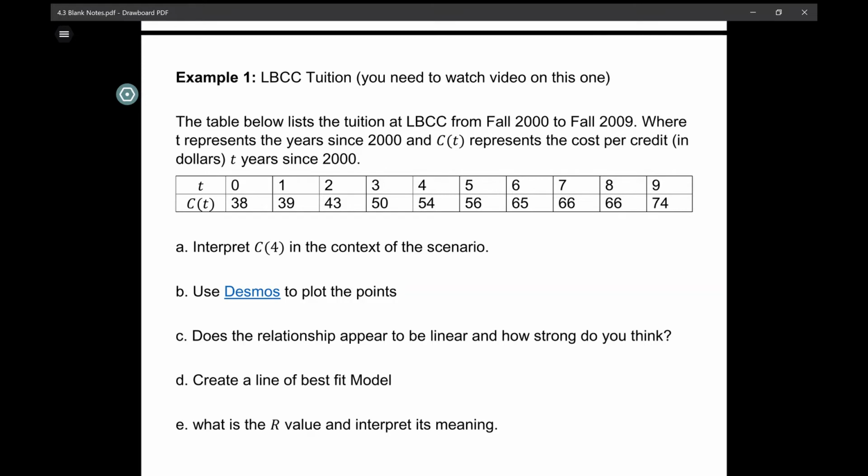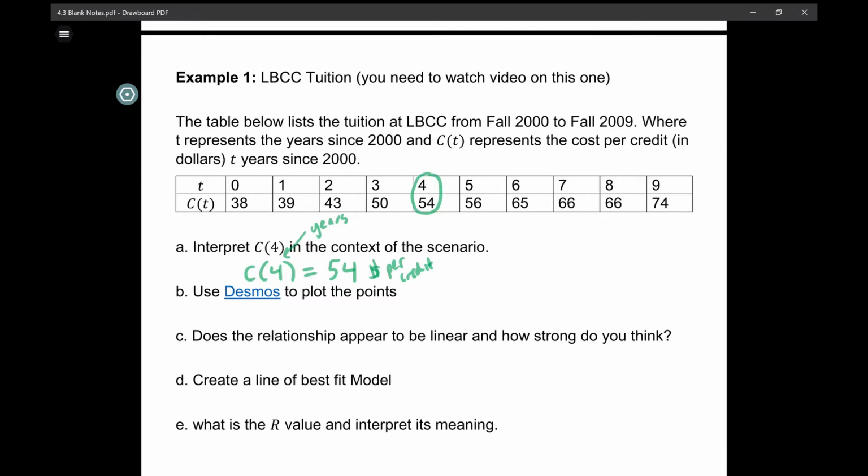What is C of 4 in this data set? C of 4 equals, I'll use my table, C of 4 equals 54. And what does that mean in the context of the situation? Well, remember the 4, that's my years, and C of 4 is my dollars. I always like dollars per credit. I always like to write down my unit. It helps me interpret in the context of the scenario.